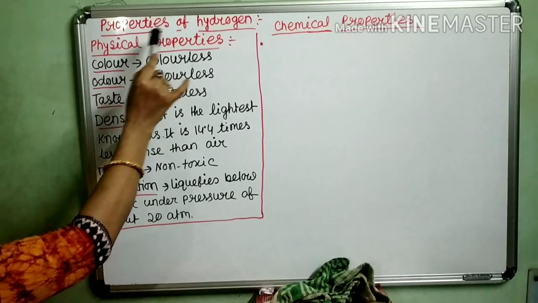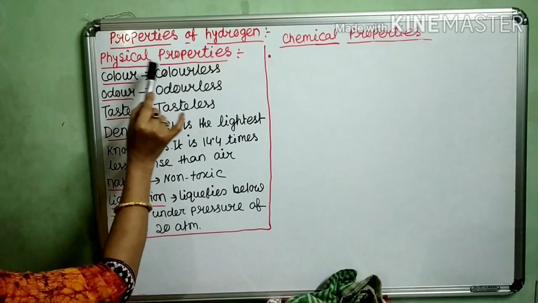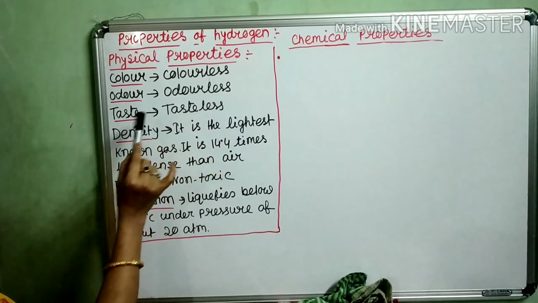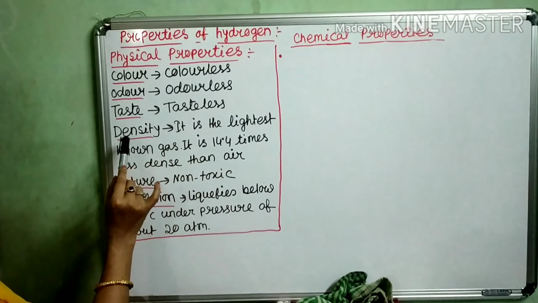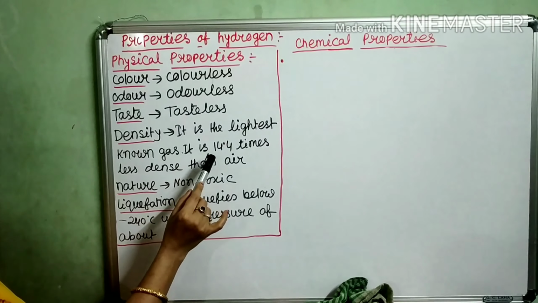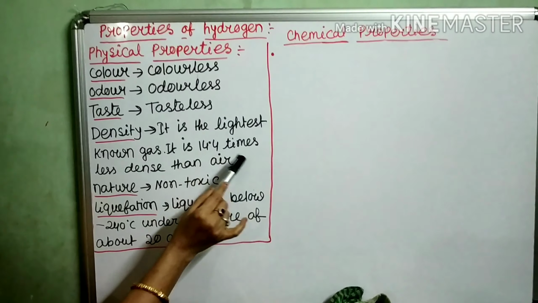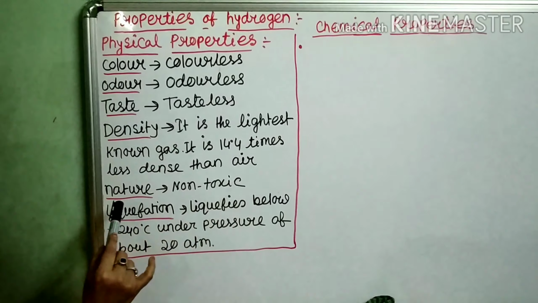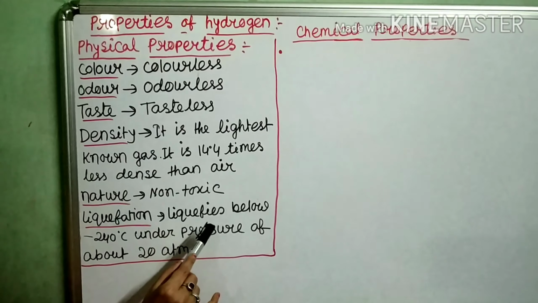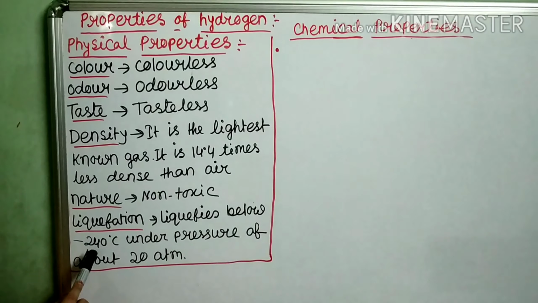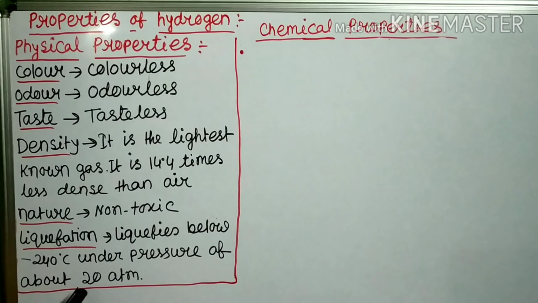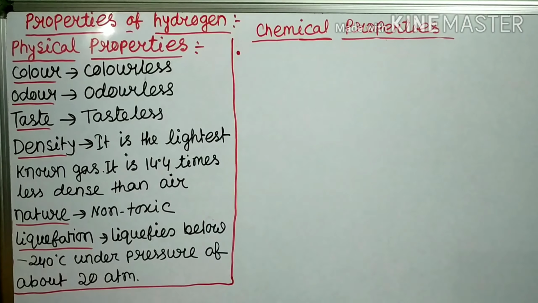Now the properties of hydrogen. First, physical properties: color, colorless; odor, odorless; taste, tasteless; density, it is the lightest known gas. It is 14.4 times less dense than air. Nature, non-toxic. Liquefaction: it liquefies below minus 240 degrees centigrade under a pressure of about 20 atmospheres.